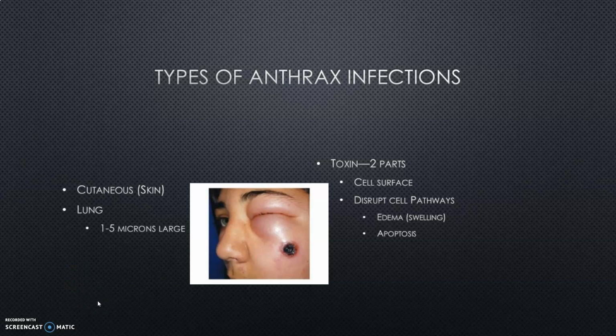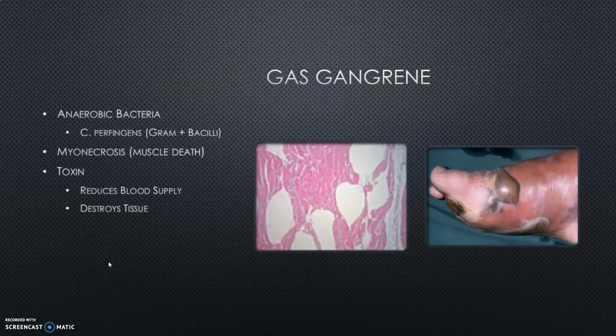Finally, and again, I'm getting long here, the last one, another kind of gross one if you go looking for it online, is gas gangrene. Gas gangrene is a general term for a number of bacteria that can cause this. They are anaerobic, for the most part. The most common that I've found is C. perfringens, a gram-positive bacillus.